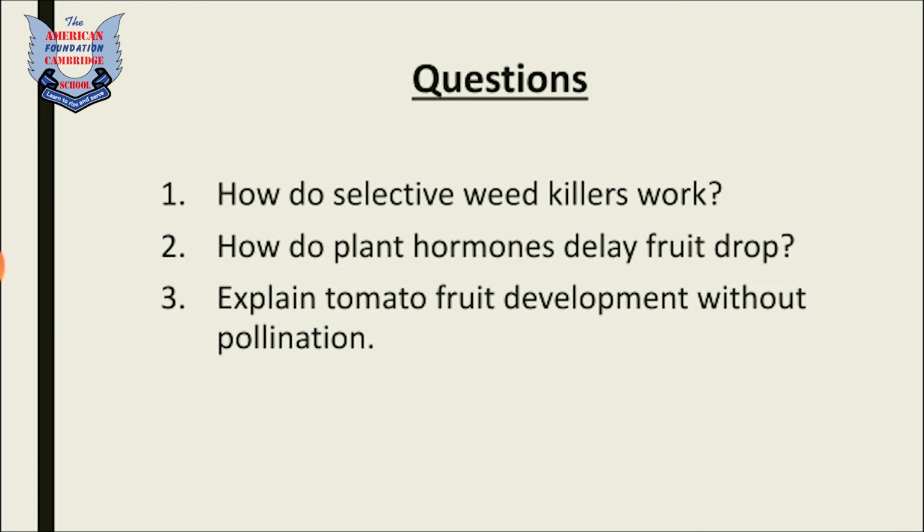The remaining questions of this chapter are here. How do selective weed killers work? Next question. How do plant hormones delay fruit drop? The next question is, explain tomato fruit development without pollination.